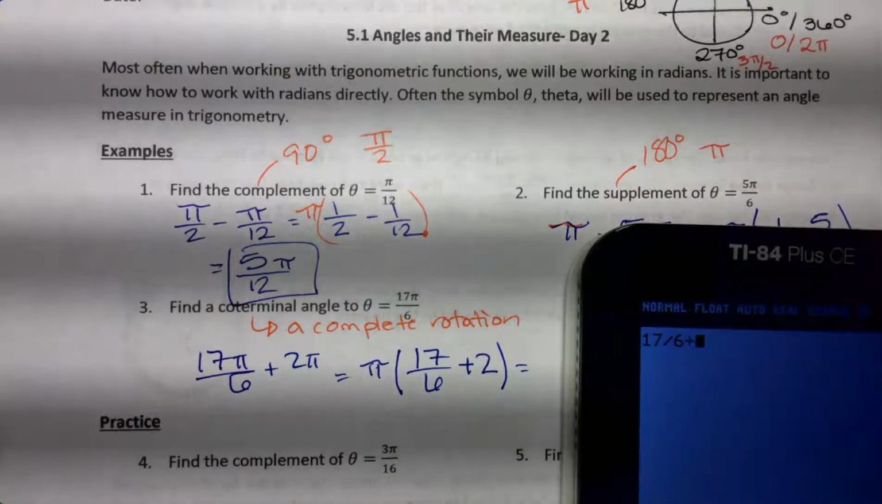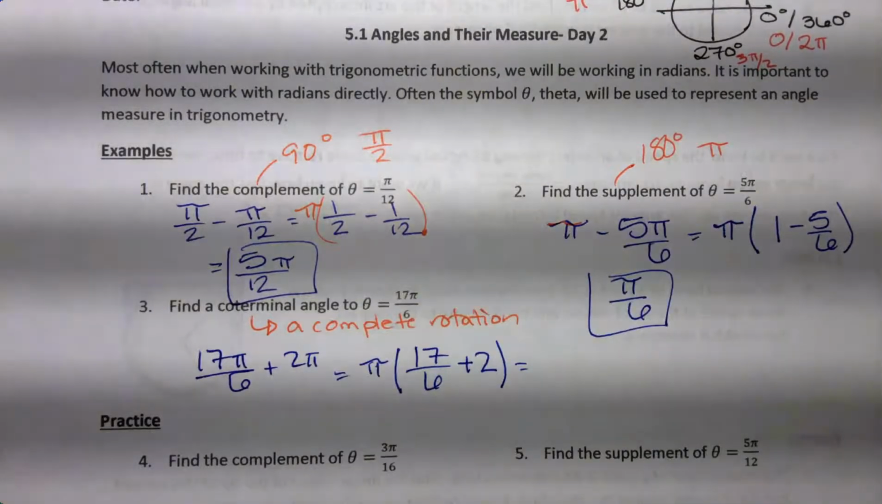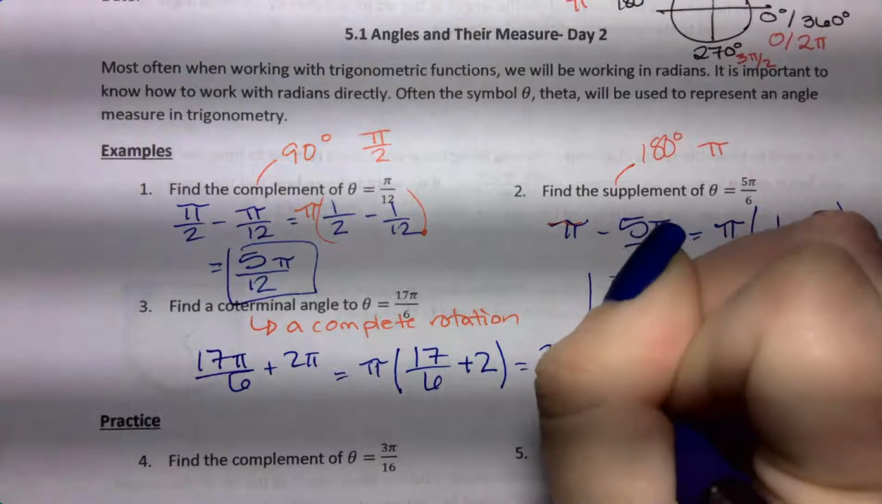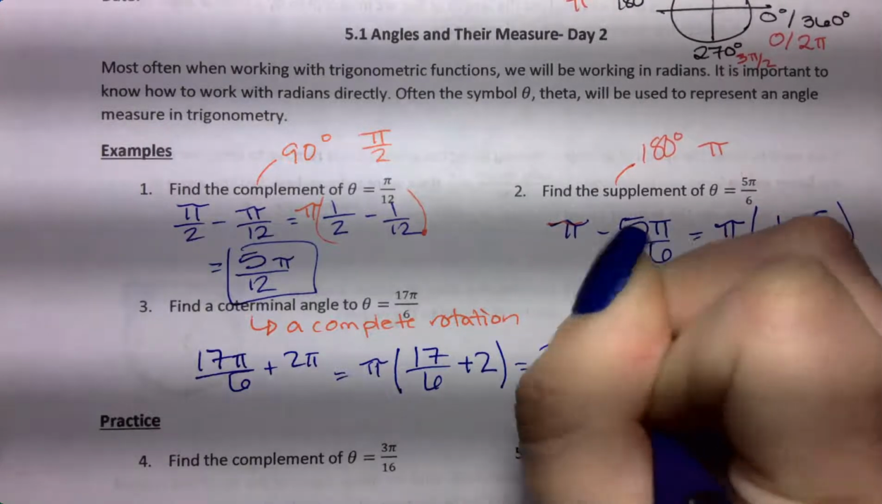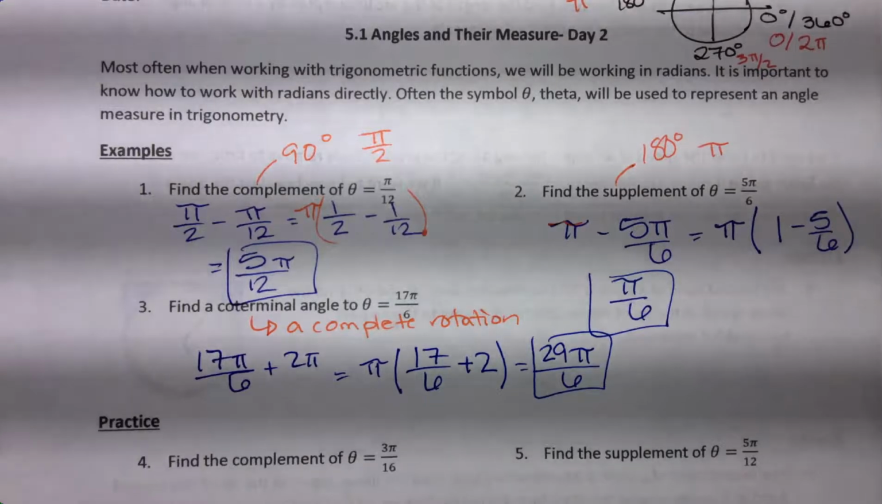17/6 plus 2. Turn it back into a fraction, which gives me, oops, that's off the screen, 29/6. And I want to put back in my pi on the top. Because it didn't tell me if my coterminal angle had to be positive or negative, I could have also subtracted 2 pi, and that would have been fine as well.